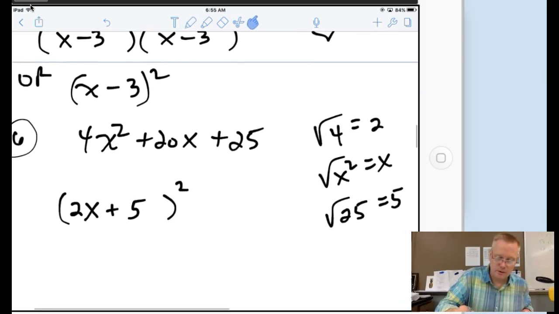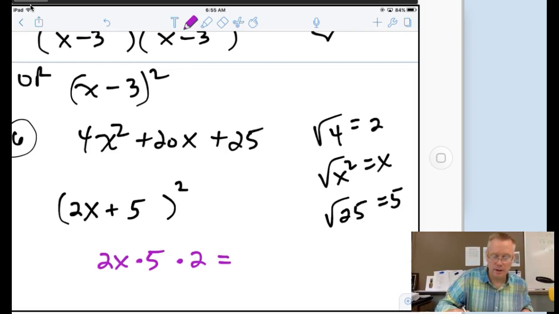Now to check it, I like to go a times c, or sorry, 2x times 5, and then double it, times 2 had better be 20x, which in this case it is. So that's me checking.